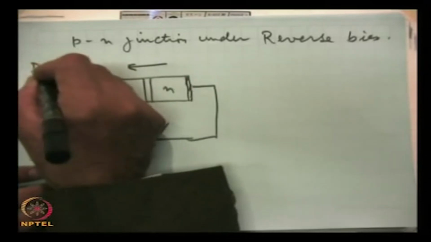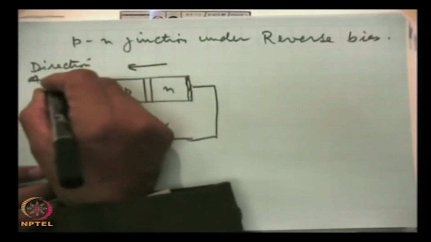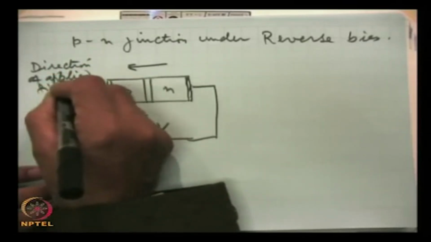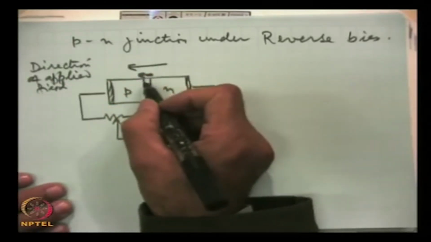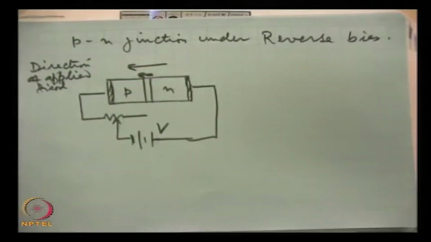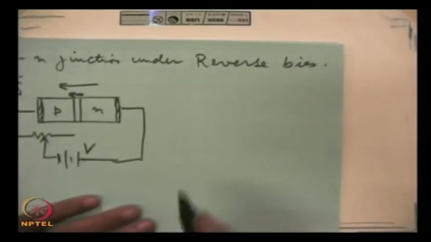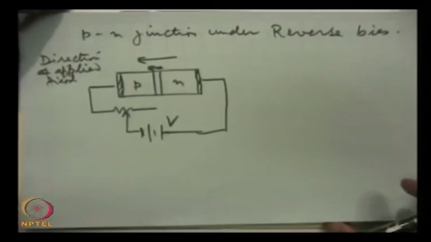This is the direction of applied field, and this was also the direction of the built in field. That means, two are in the same direction. So, how the energy band diagram will become in this case? This is this.